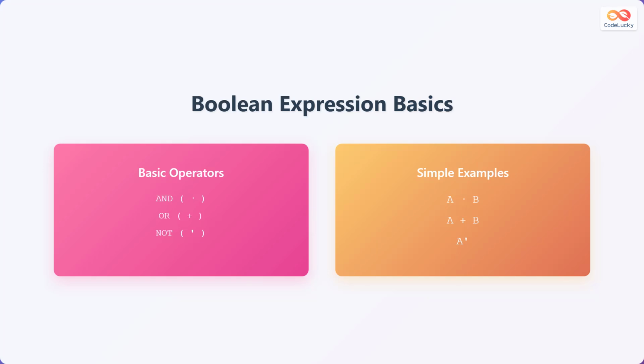Let's familiarize ourselves with the fundamental elements of Boolean expressions. The basic operators are AND, represented by a dot, OR, represented by a plus sign, and NOT, represented by an apostrophe. Here are a few simple examples. A and B, written as A dot B. A or B, written as A plus B. And not A, written as A apostrophe.